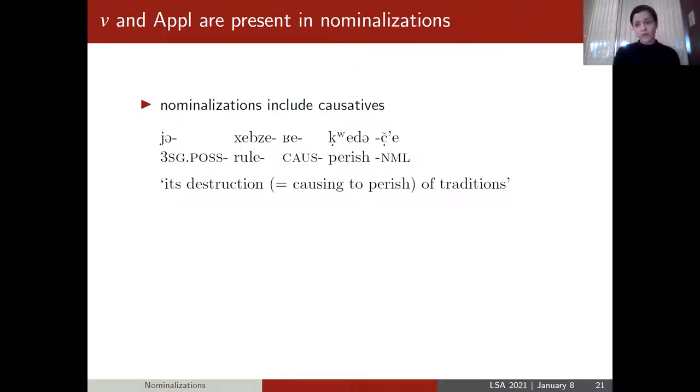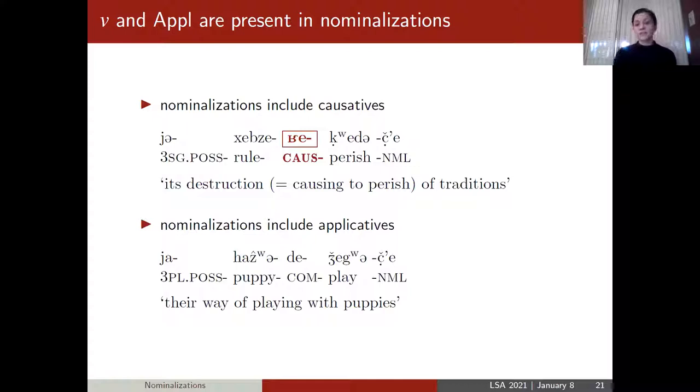So first of all, about morphological reflexes of little v and Appl, nominalizations can include causatives, as the re in this example, the destruction or causing to perish of traditions, which you might think of as a type of little v, or maybe even a head that's slightly higher than little v. But in the language, it always introduces an external argument. So it's an external argument introducing type of head. Nominalizations may also include applicatives, right? So you see this comitative morpheme de in their way of playing with puppies. And in this case, you see that there's no phi agreement coming along with this comitative morpheme.